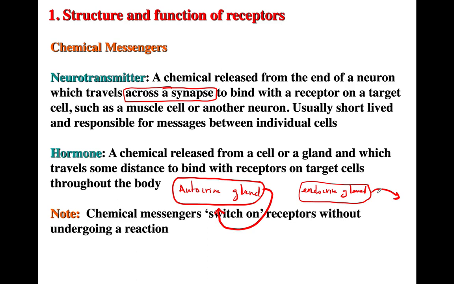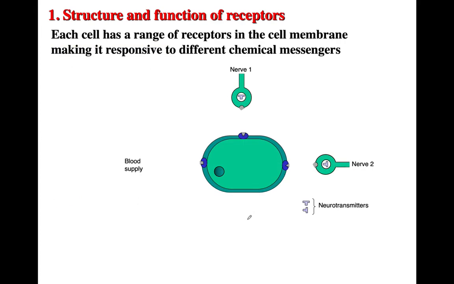Okay. Now, chemical messengers switch on receptors without undergoing a reaction. I also want to mention here that they can also switch off a receptor. Now, the difference between receptors and enzymes is when a substrate binds to the enzyme, the substrate is actually going to be converted to a product. When it comes to receptors, the messengers are going to bind to the receptors, and they will not undergo a reaction, but they will cause a series of other reactions to take place. That's a major difference between the two.